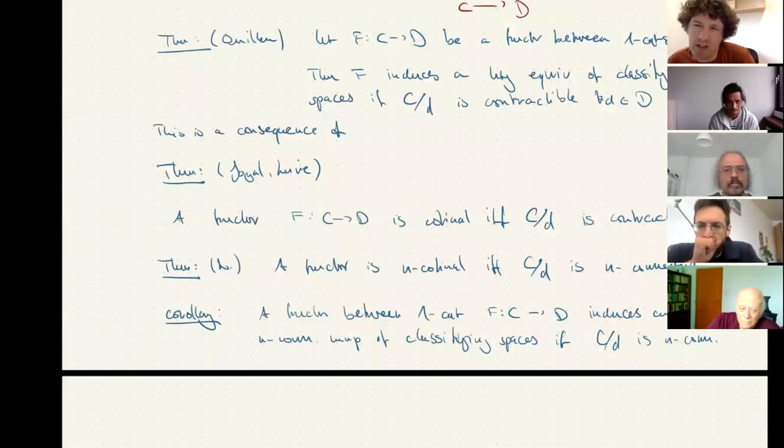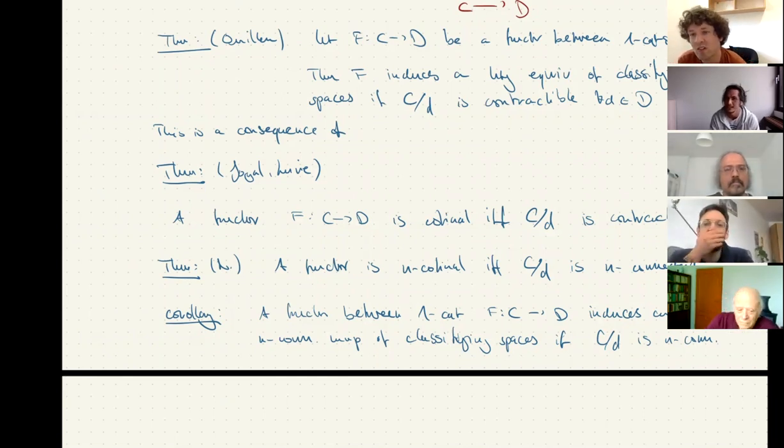Quillen's definition of cylinder only required that map to be a weak equivalence, right? Yeah, right. But so are these weak equivalences? Or no. They're not even weak equivalences. Yeah, they're not.